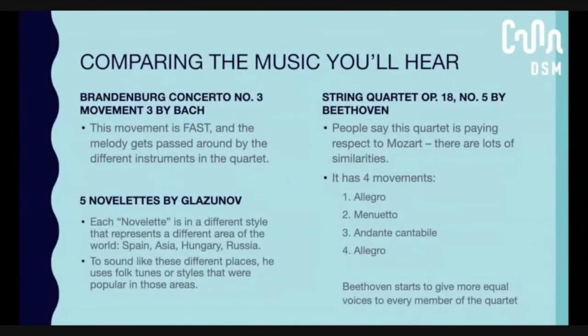And then you'll get to hear the 5 novelettes by Glazunov. Something that's kind of cool about these, apparently the 5 different movements, they all represent kind of a different culture or area of the world. So they're written based on music that you would stereotypically hear from there. So there's one that is from Spanish origin. There's one that is about Asia. There's one about Hungary. And then there's some about Russia as well, which makes sense because that's where Glazunov was from. So a lot of different music that you're going to hear this week from several very cool composers.